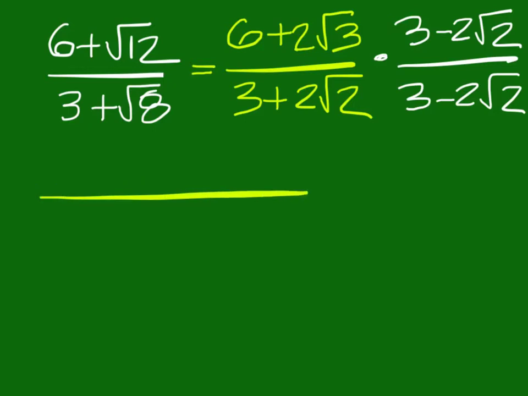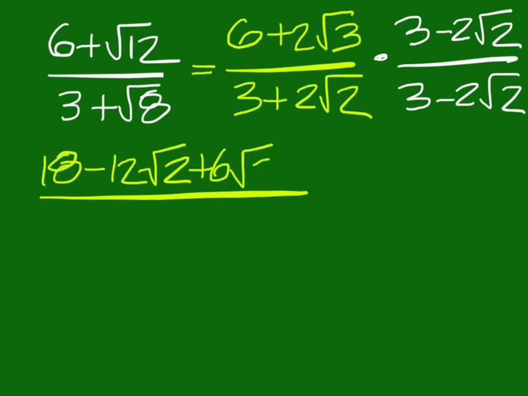On the top, you have 6 times 3, which will be 18. Then it's 6 times the minus 2 square root of 2. So we know it's going to be minus. You're multiplying 6 by this 2 to get 12. The square root of 2 just stays with it. We're done with the 6. So go to the 2 square root of 3. 2 square root of 3 times 3. You're only multiplying 2 and 3 to get 6. The square root of 3 stays along.